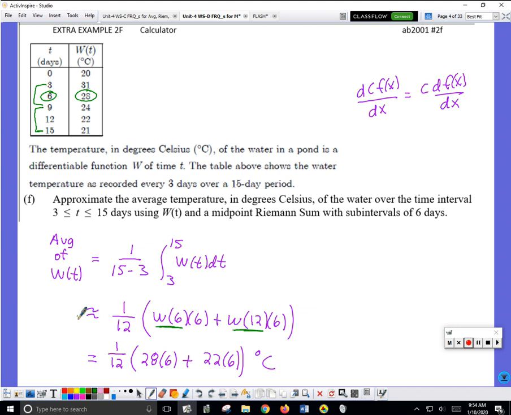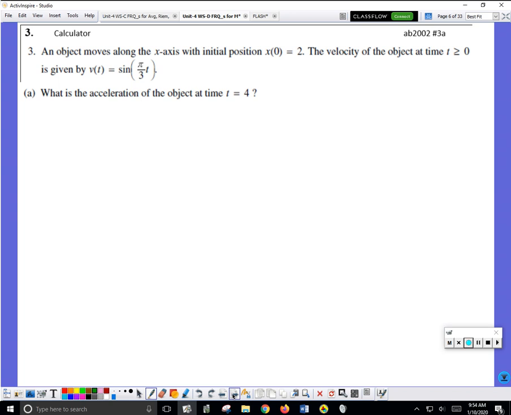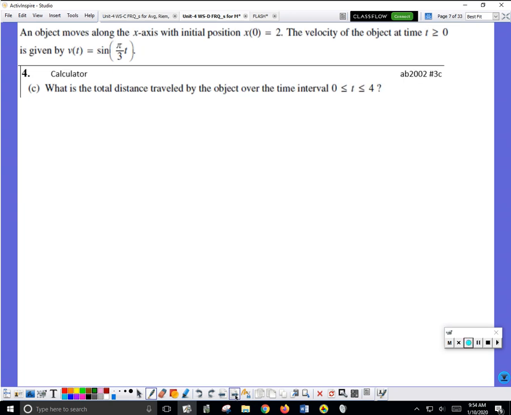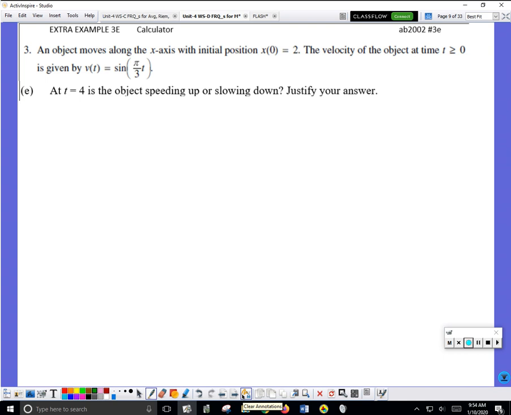Question? Okay, cool. Skip number 3, you'll do that in homework. Skip 4, skip 5, go to the next extra example.